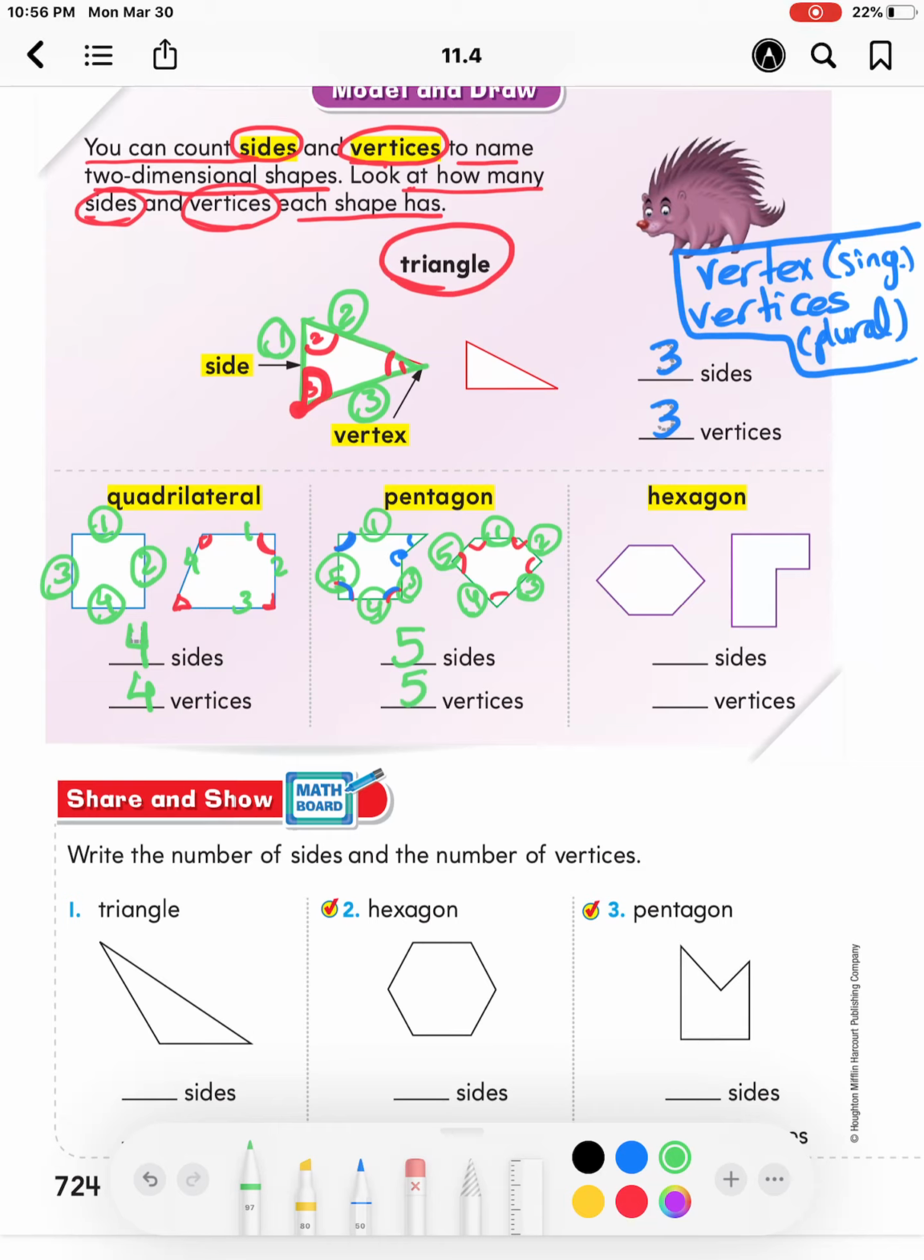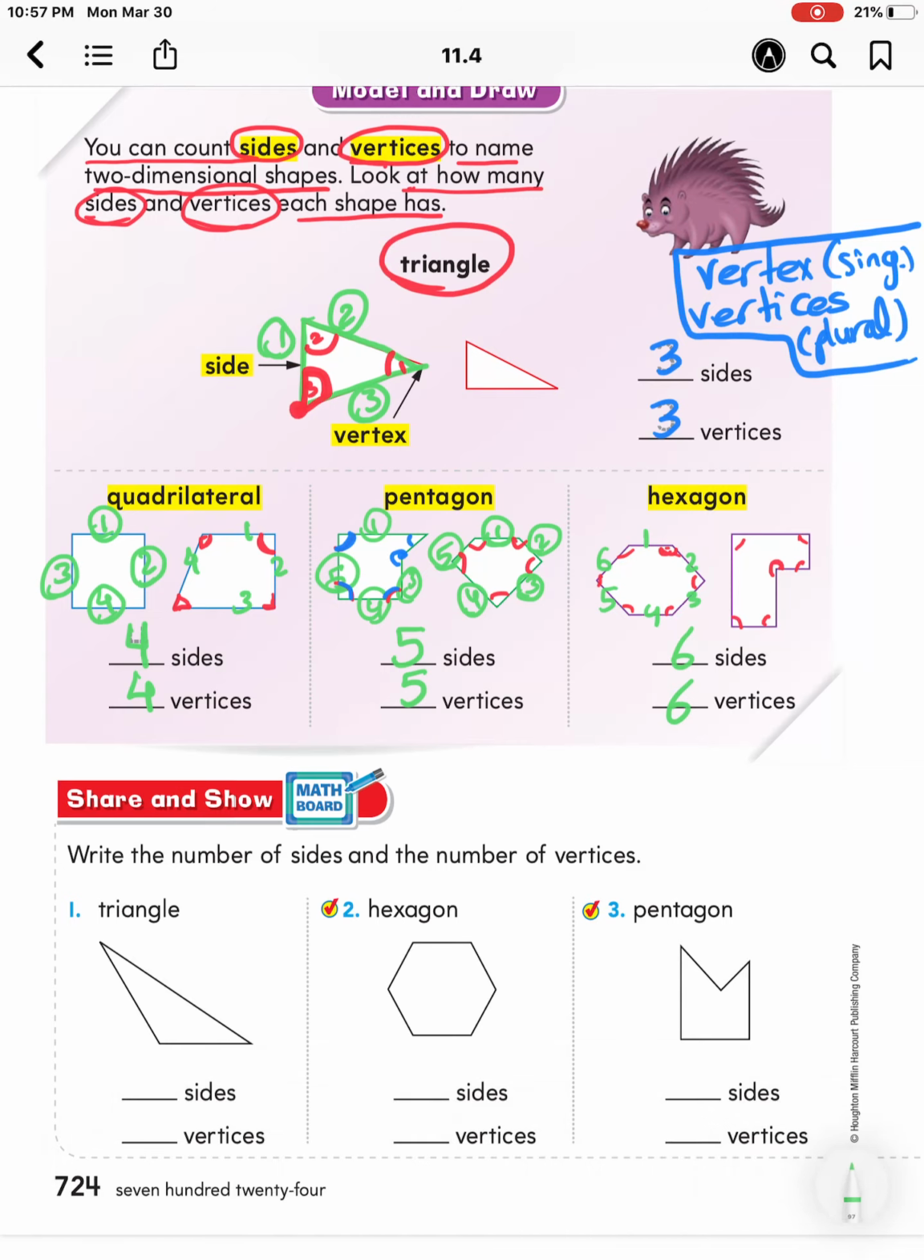What about the hexagon? The hexagon means how many sides? Let's count. 1, 2, 3, 4, 5, 6. So hexagons are shapes that have 6 sides. How many vertices? Let's count together. Whenever 2 sides meet, there is a vertex. 1, 2, 3, 4, 5, and 6. And the next one, 1, 2, 3, 4, 5, and this is 6, okay? Whenever 2 sides meet, we have a vertex. So the number of vertices here is 6.